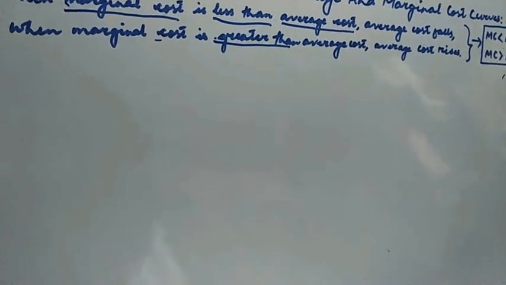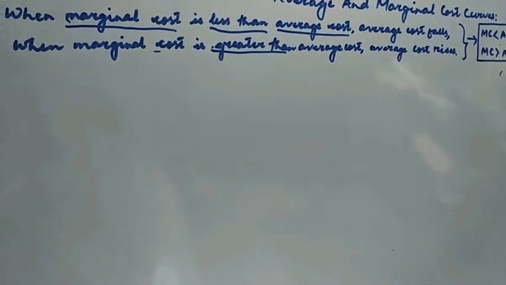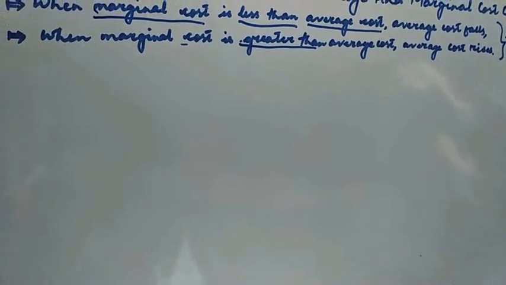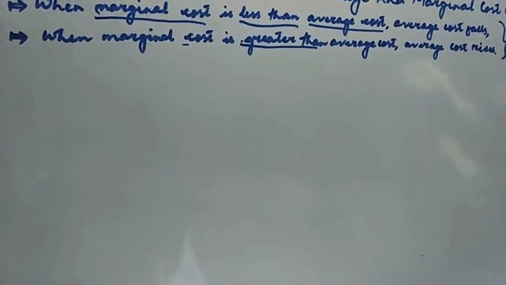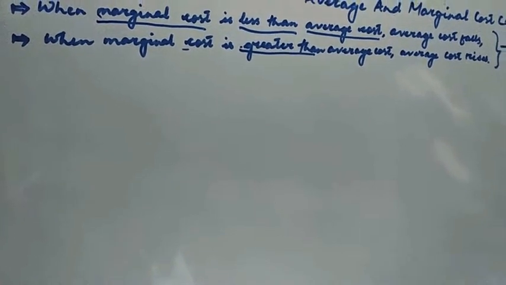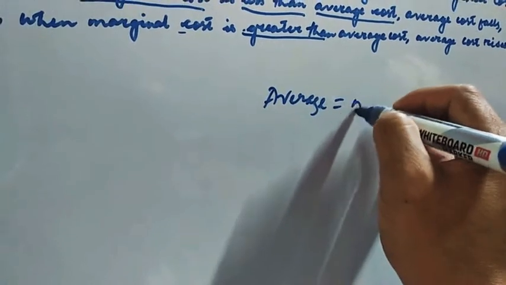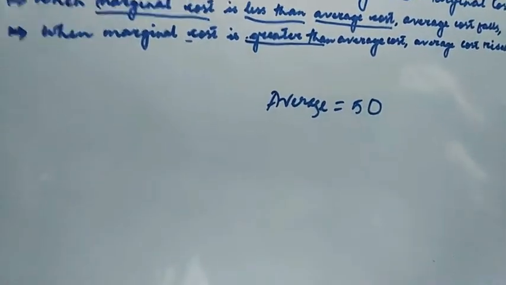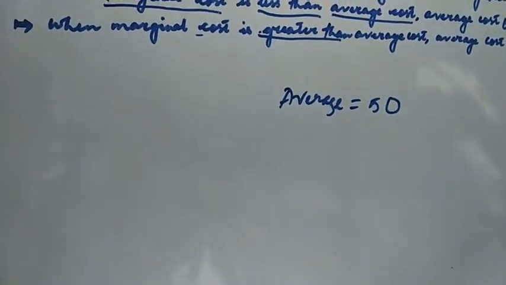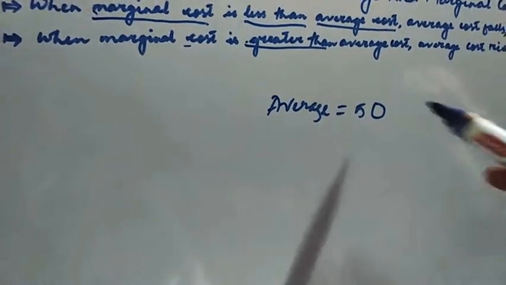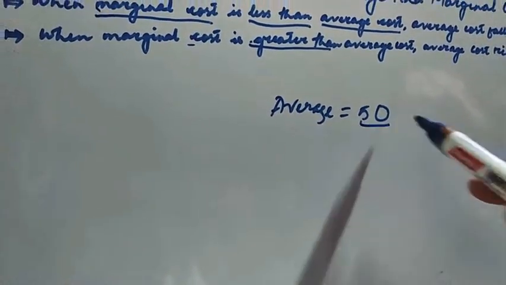So you all know what a game of cricket is. Suppose a cricket player, let us say his batting average is 50. So his average is 50. A cricket player's batting average is 50. So 50 is his average.